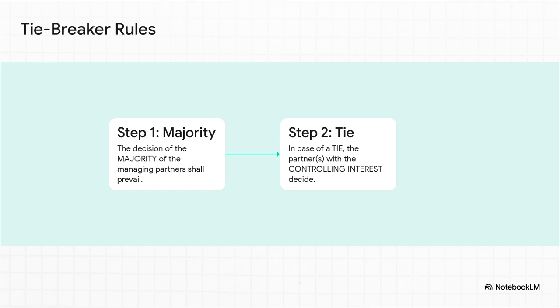Step 1, the majority rules. You just count the votes of the managing partners. Easy. But what happens if it's a tie? Well, that's step 2. In case of a tie, the decision goes to the partner, or partners, who own the controlling interest. So here's your memory hook. It's heads, then wallets. First, count the heads of the managers. If that doesn't work, follow the money.